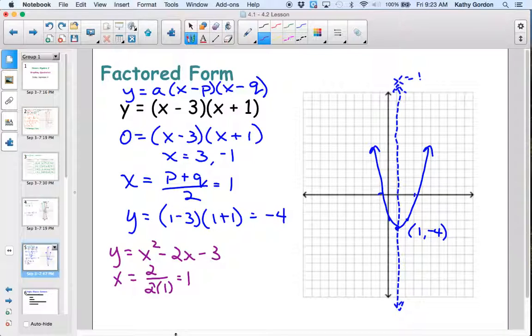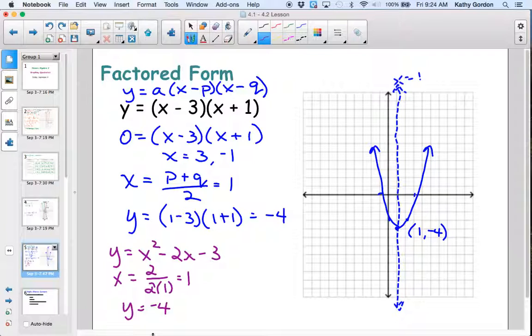So 1 for x, 1 for x, that seems promising. Now if we substitute 1 back in, 1 squared is 1, minus 2 times 1, which is 2, so that's a -1, minus 3, we'll get our -4. So we can confirm that this really does work by changing it back into standard form, but it's not necessary to change it back into standard form to figure things out. We should be able to figure out from the factored form we're given what our vertex is going to be and go from there.